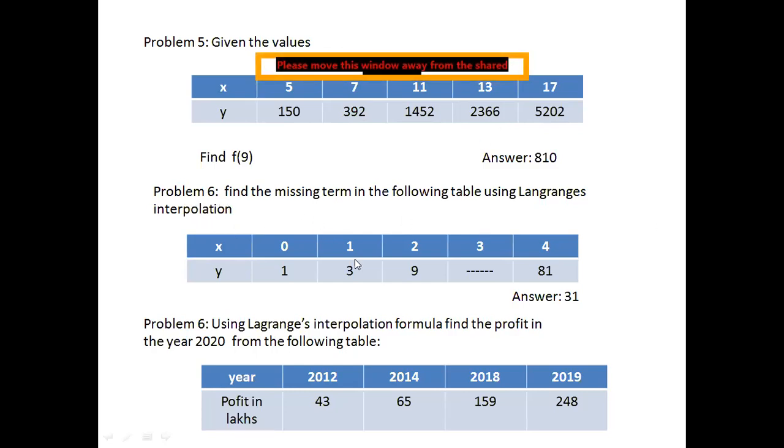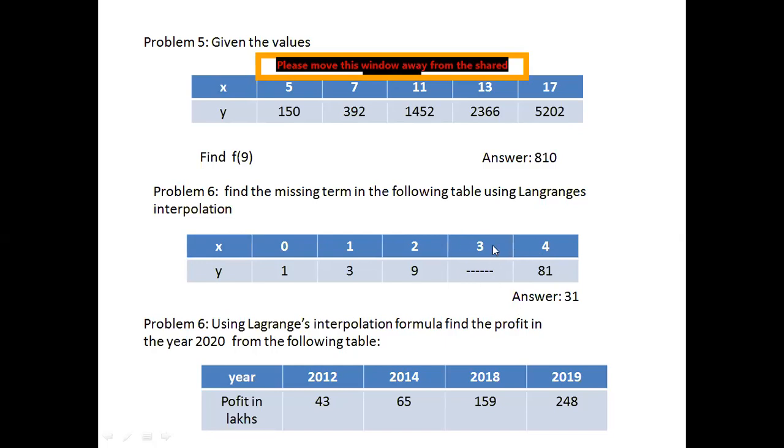Similarly, the sixth problem. Here the question asked is not to interpolate, but it's asking another way. Find the missing number in the following table using Lagrange's interpolation. So what do you mean by that? Here the values of x and y are given. When x is 0, y is 1. When x is 1, y is 3. When x is 2, y is 9. And when x is 4, y is 81. This missing means I need the value of y when x is equal to 3. So this is not required here. Finding a missing term means from this table you remove this number.